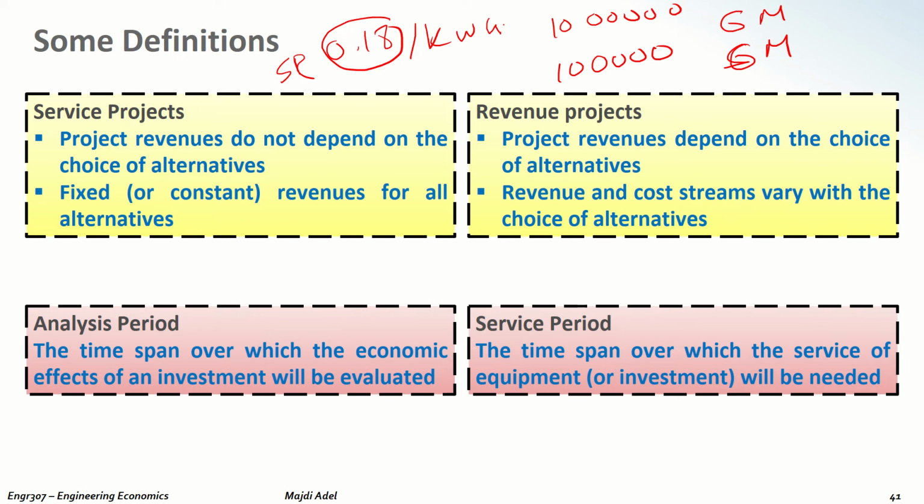So my analysis period is the 20 years. أنا بدي أقيّم ربحية المصنع تبعي على 20 سنة. I'm going to study the profitability of my plant for 20 years. But this equipment will serve for 5 years. So this is the service period, the 5 years. So I have to find a way so that I can cover all the analysis period.